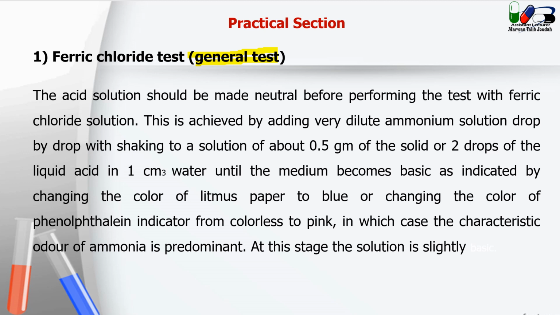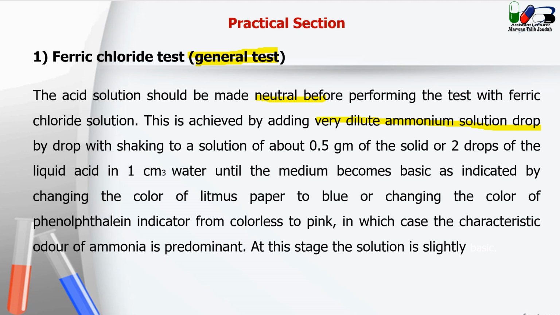First of all, before we use this test, we take the acidic solution. It is a carboxylic acid, so it should be acidic, right? We make it neutral by adding, let's say, ammonia solution. Test with a litmus paper, and then perform the test with a ferric chloride solution. We will add a very small amount of ammonia solution, drop by drop, until we get to the point that it is neutral, when the pH should be around 7 or 7.5.